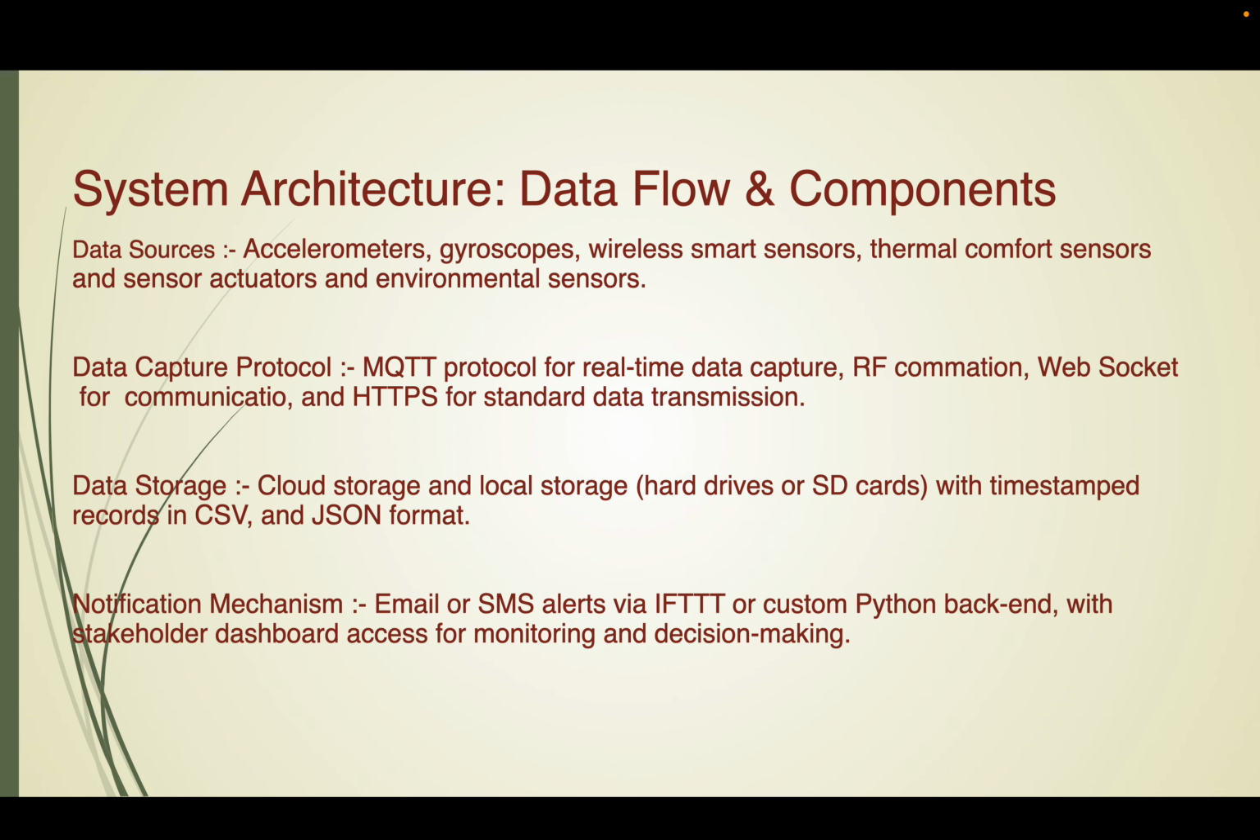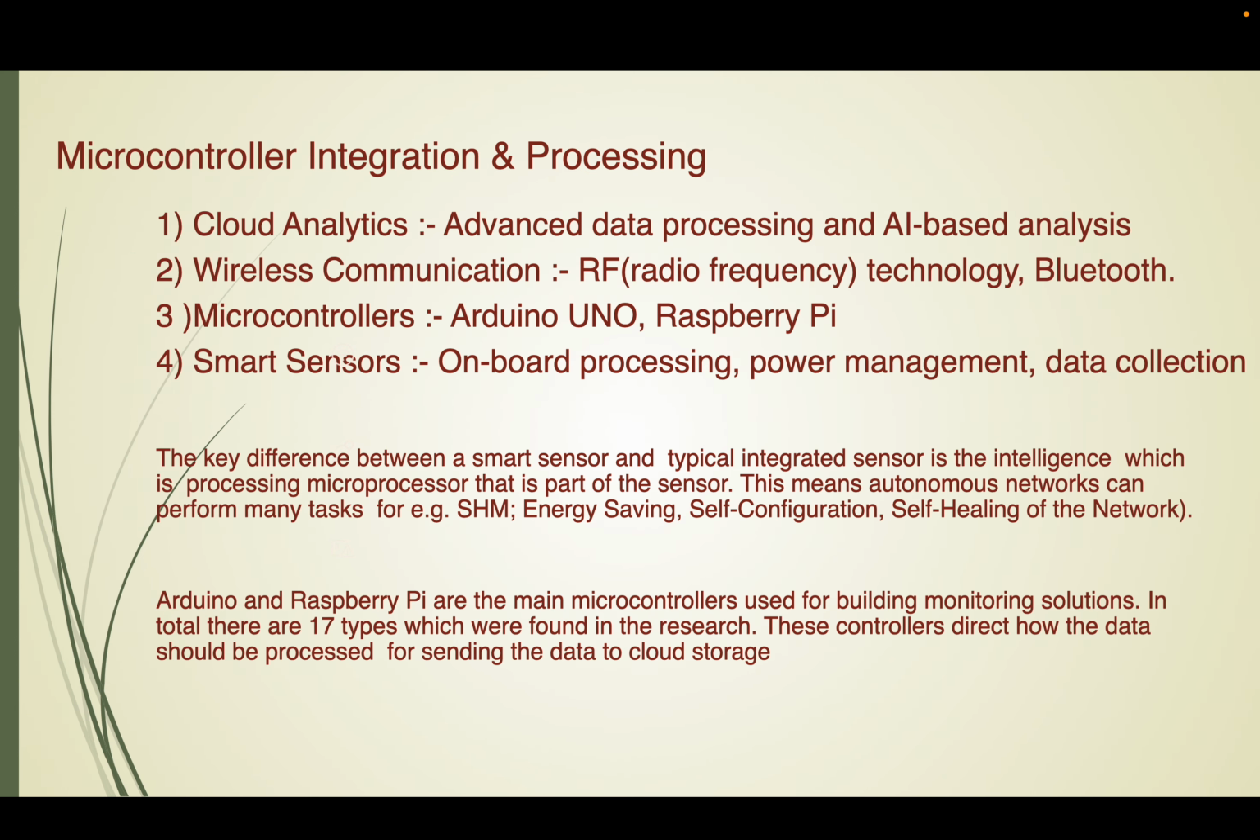The fourth one is the notification system. For example, if there is a sudden earthquake at a particular building and there is a crack in the building, which can affect the building health and public safety, the sensor will detect that crack and send a notification or an email to the stakeholder, telling them that this part of the building is affected, please check it.